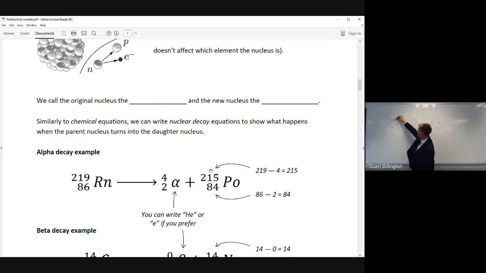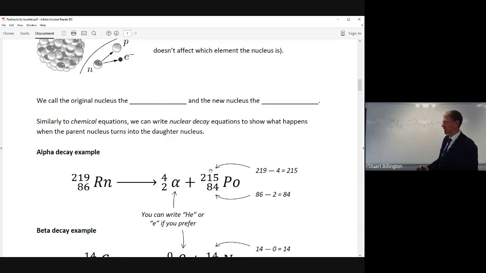Well, there were 219 things in the nucleus, but 4 of them just left. So 219 take away 4 is 215. And 86 of them were protons, but 2 of them left. That only leaves 84 behind. Now, if this was a chemistry test, they'd then make you look up in a periodic table what element 84 is. But this is physics, and we couldn't care less about the periodic table, so we're not going to make you look it up. But if you did look it up, you'd find out that it was element polonium, Po.